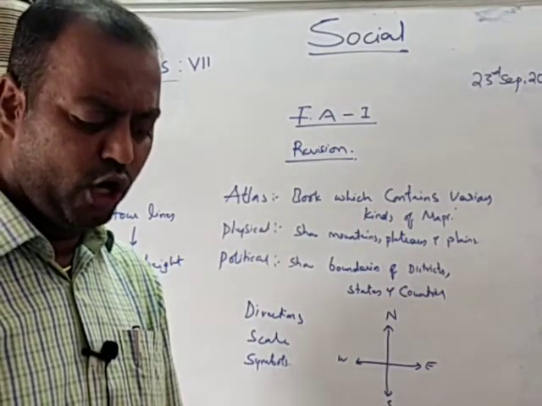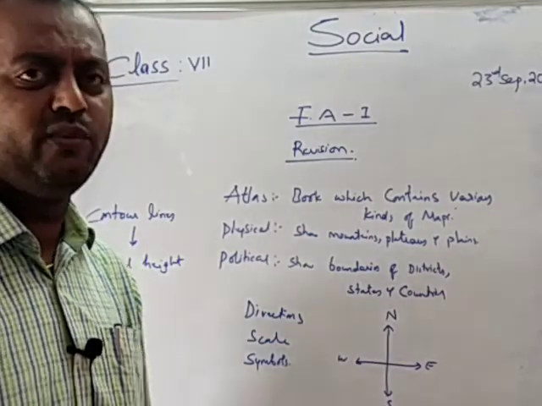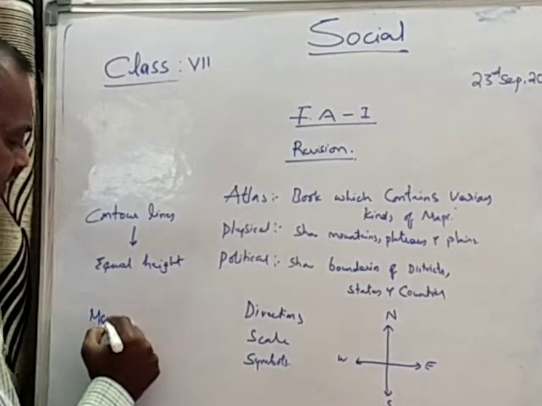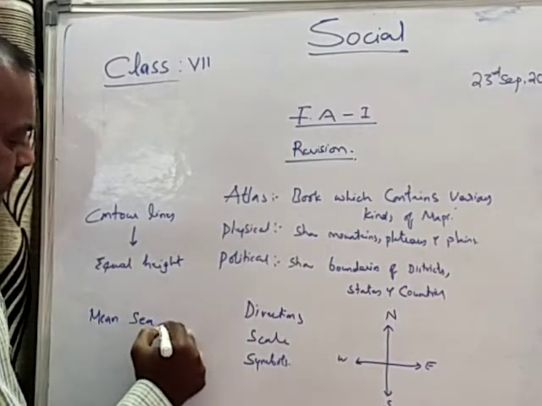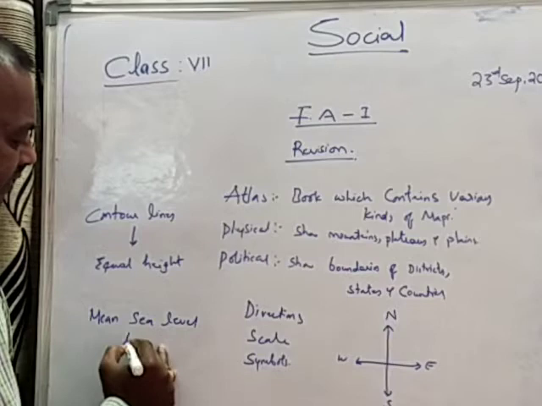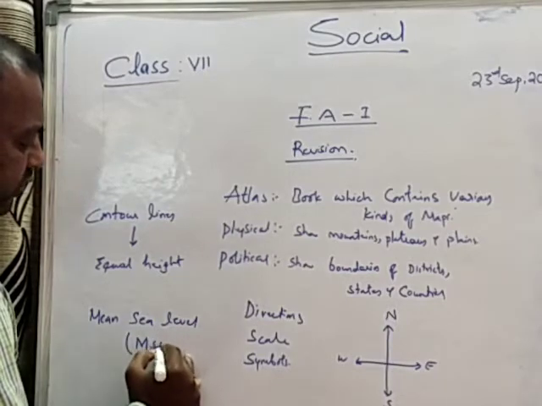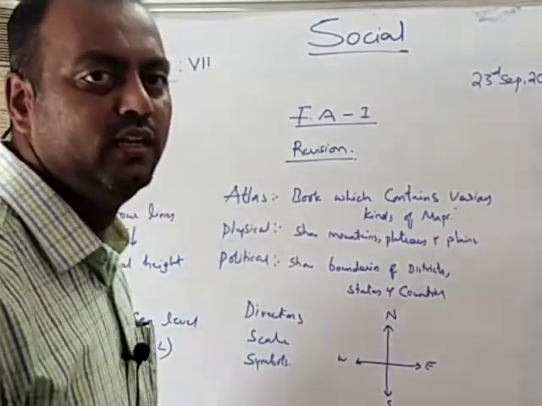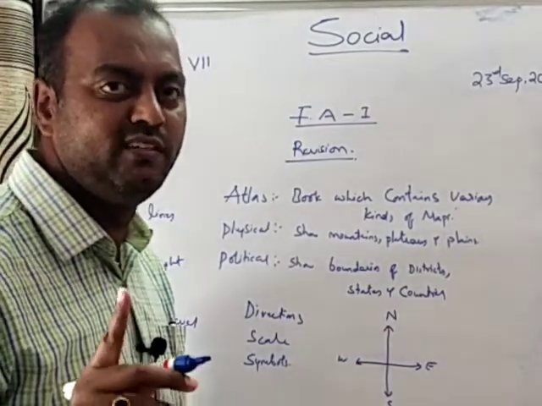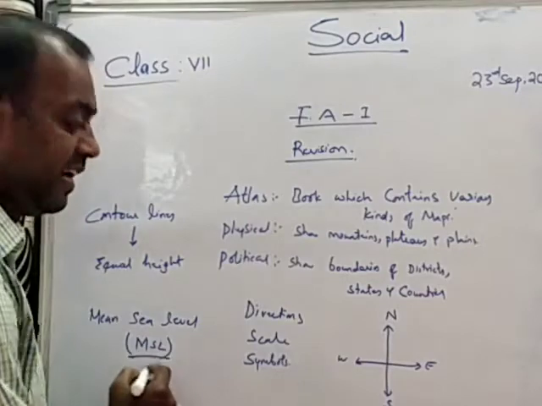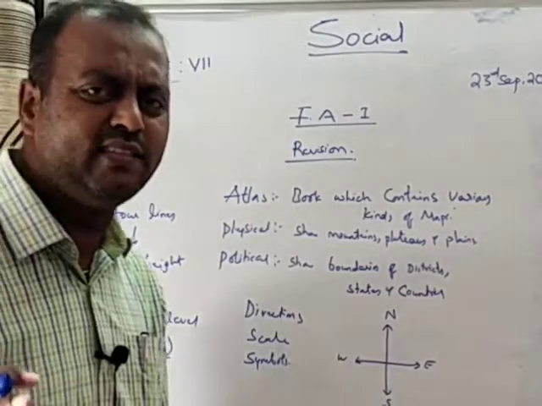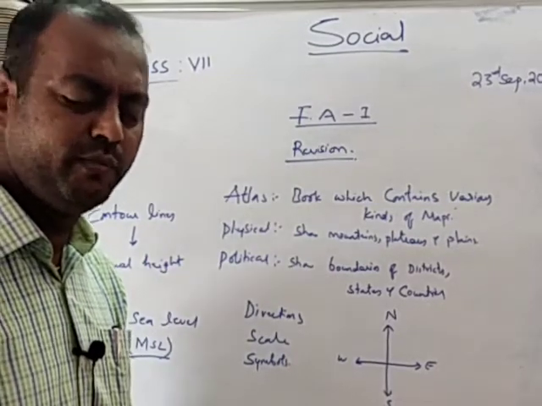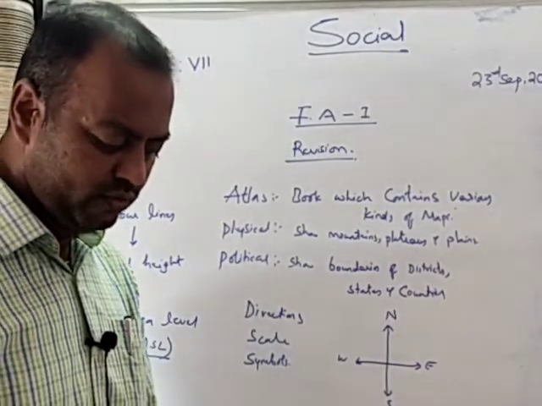And all the heights on the earth are measured from where? They are measured generally from the mean sea level. This mean sea level, in short, is also called MSL. So do not forget about the mean sea level, children. MSL stands for mean sea level. All the heights in the country or in the world are measured from the mean sea level only.